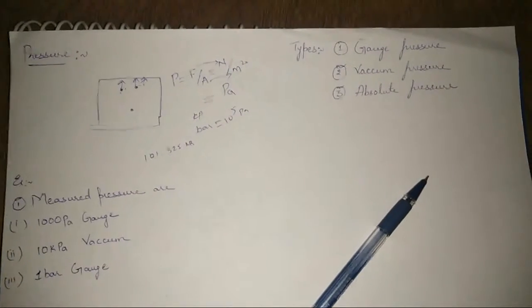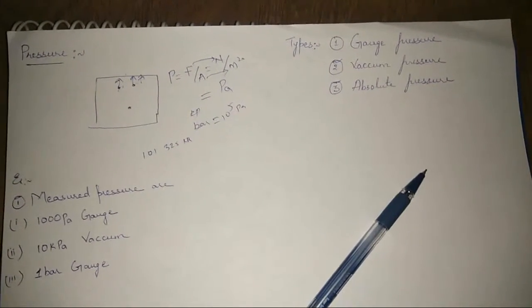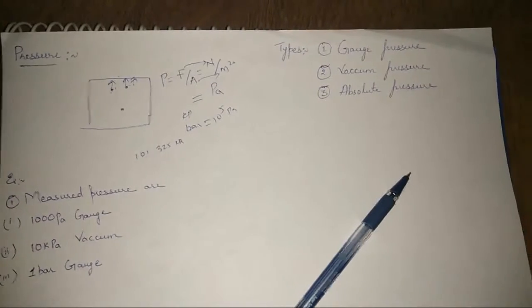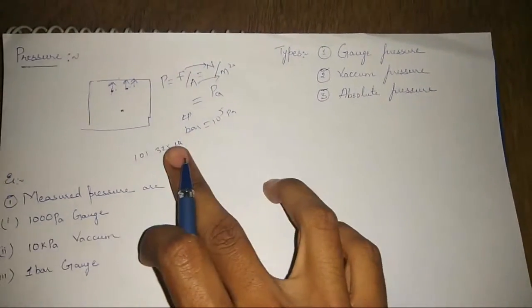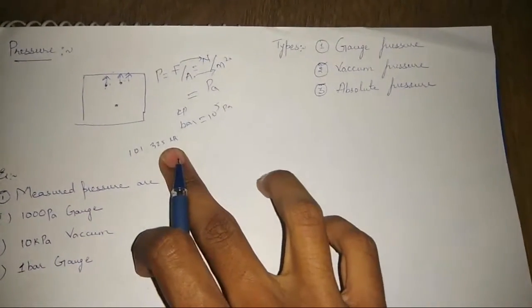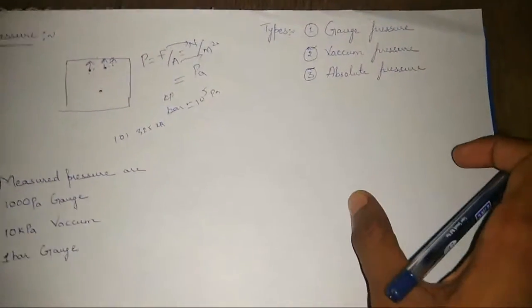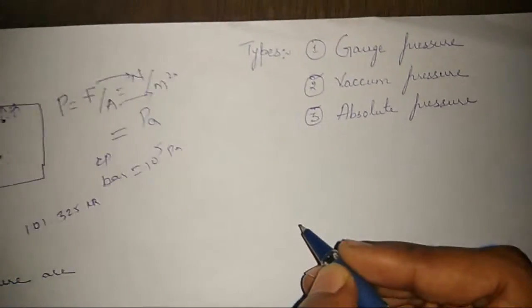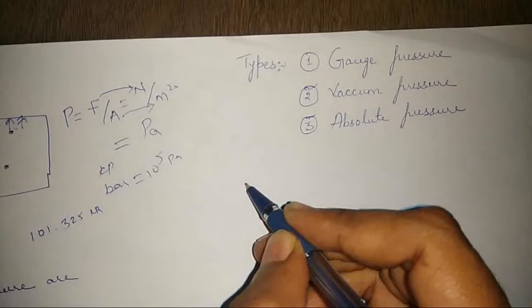Hello everyone. In our previous video we learned what pressure is, and I told you one thing to remember: atmospheric pressure is 101 kilopascals. Let's understand these types of pressures. Let's first understand what a gauge pressure is.